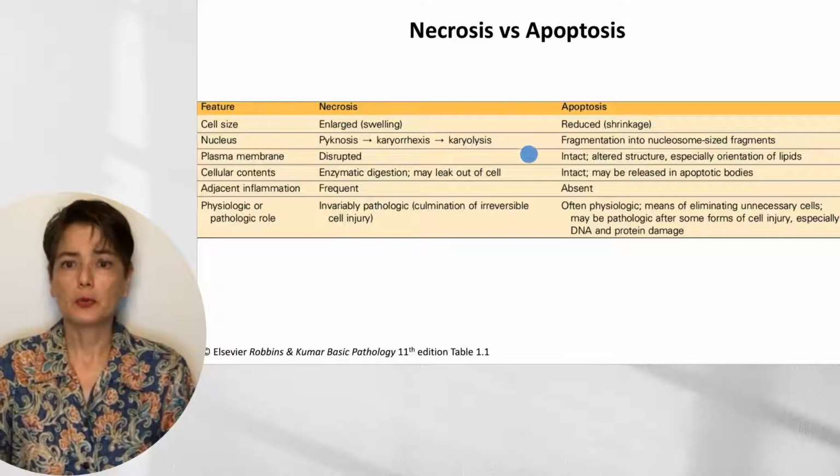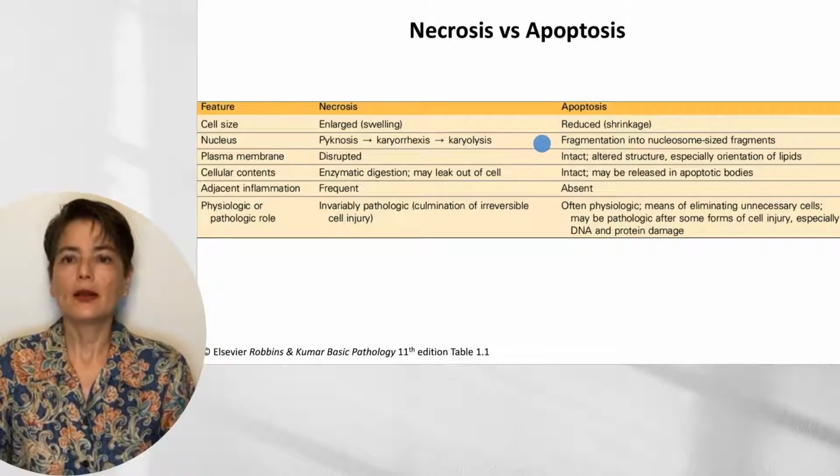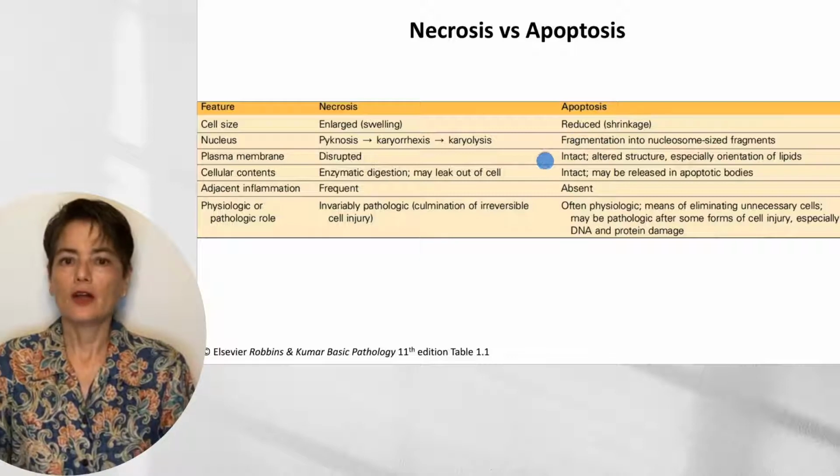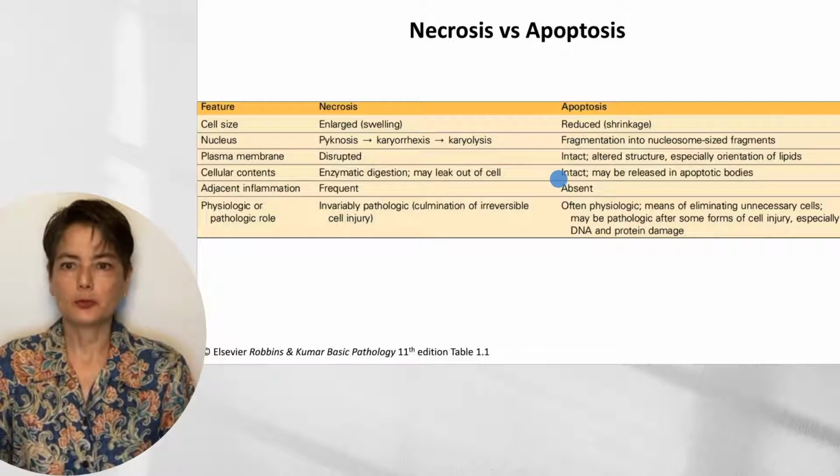Now, by contrast, what we see in apoptosis is shrinking of the cell, fragmentation into nucleosome-sized fragments, and what you will see when you look at the light microscopy is we'll go through pycnosis and karyorrhexis in apoptosis as well. Our membranes and our cellular contents will be intact, and we will not get inflammation. And apoptosis is often physiologic, although it can be pathologic.